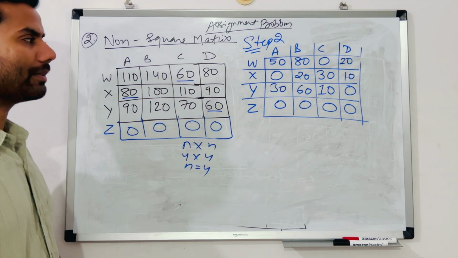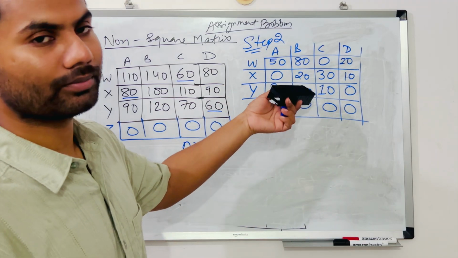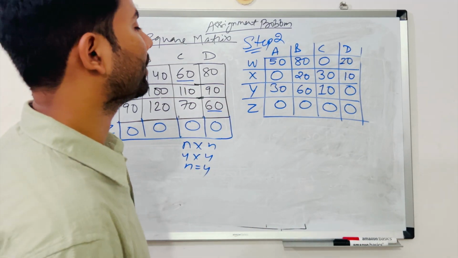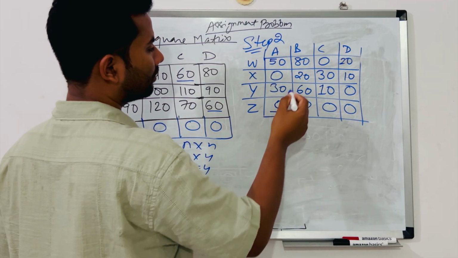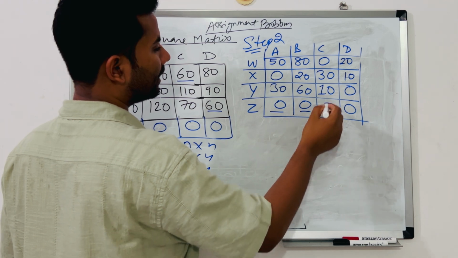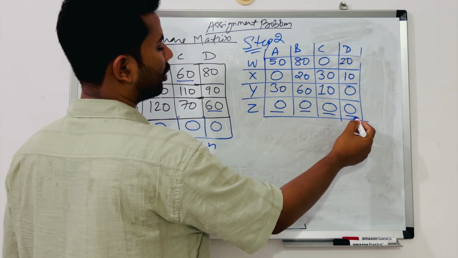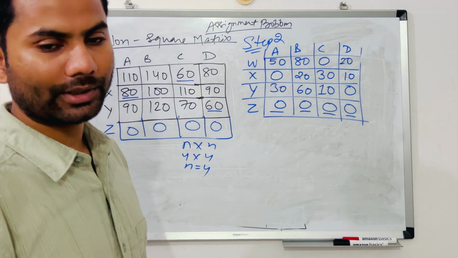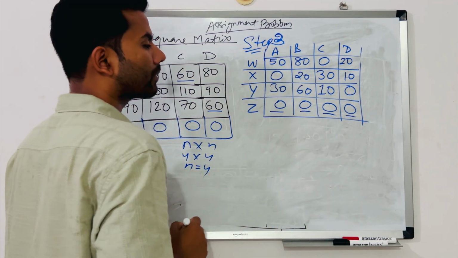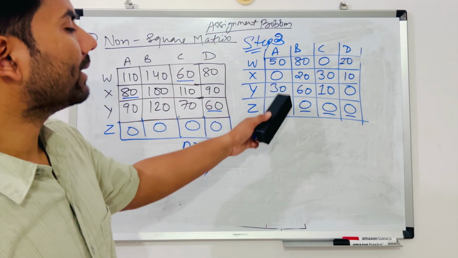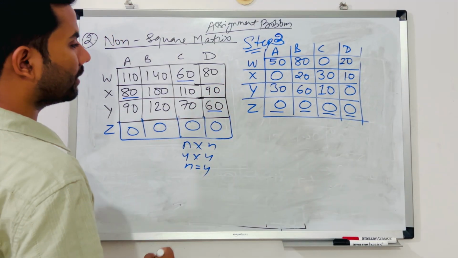Now come to step number 3. We have to subtract all the elements of each column by the smallest number. In column number 1, the smallest number is 0. Column number 2, the smallest number is 0. Column number 3, the smallest number is 0. And column number 4, the smallest number is 0. So when we subtract all the columns by the smallest number, we get the same values.